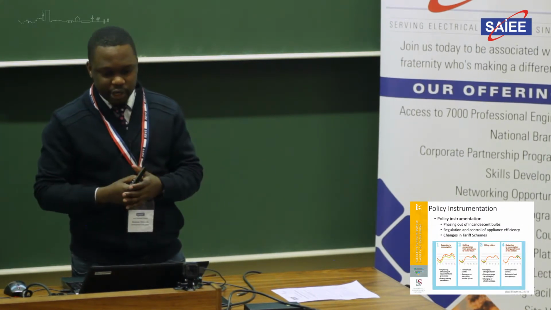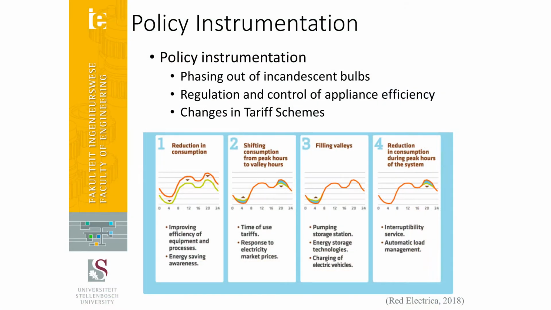Then another cause for change is policy instrumentation. For example, phasing out of incandescent, like what happened in South Africa, and the regulation and control of appliance efficiency. So they will say that all refrigerators that are sold must be of level A+ something. So those things can affect the load. And of course, changes in tariff schemes.